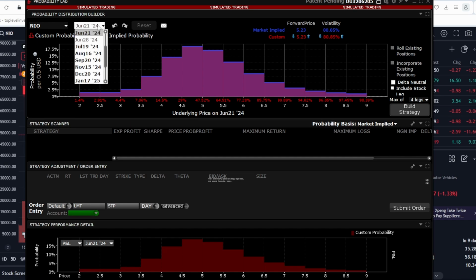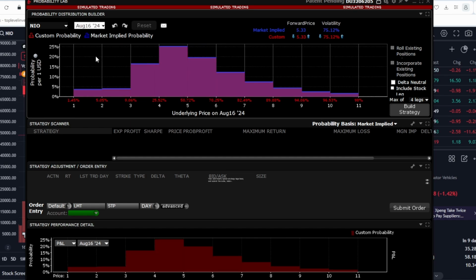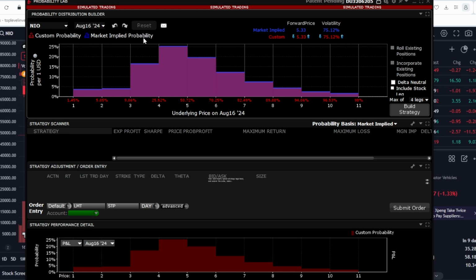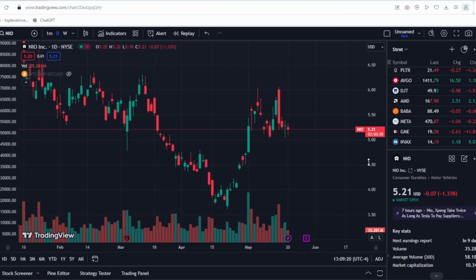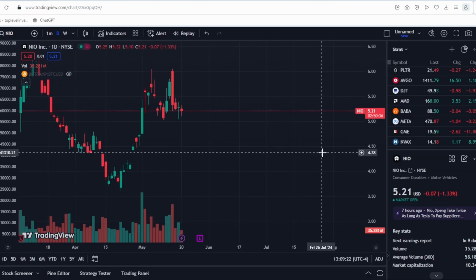Let's also consider the market forecast. It's crucial to never overlook this. According to the market's prediction for August 2024, the stock is likely to be between $4 and $5. This indicates a potential decline by then. While the risk-to-reward ratio might be in your favor, it doesn't guarantee that the stock will only go up. A decline is also possible.